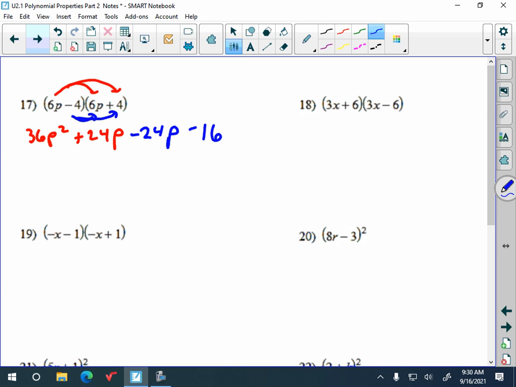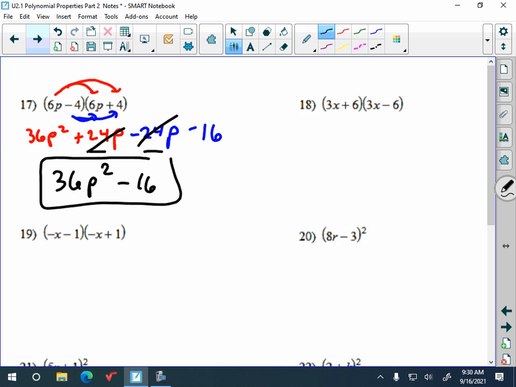So now when we combine like terms, we can see that we have the exact same terms in the middle with just opposite signs, and they're going to end up canceling out. So then we have just 36p squared minus 60. All right, so that's what's going to happen when you have opposite signs, but the exact same terms in both polynomials.